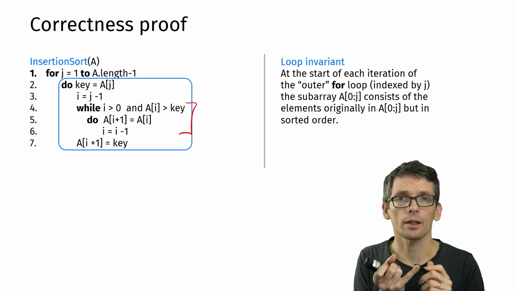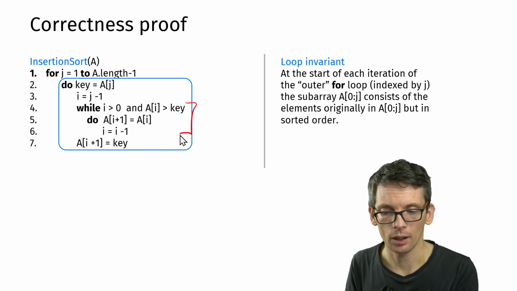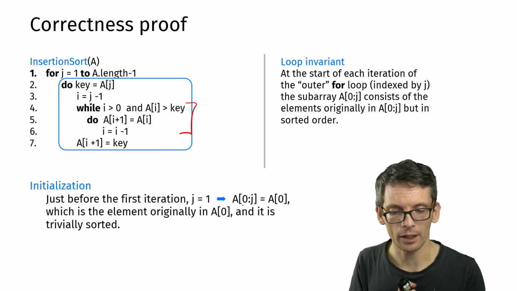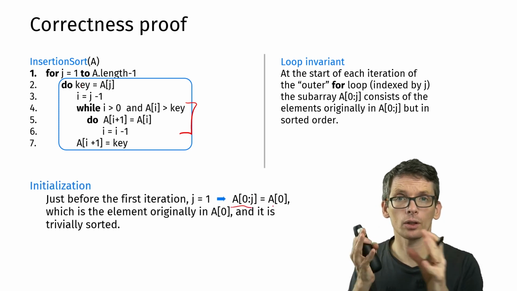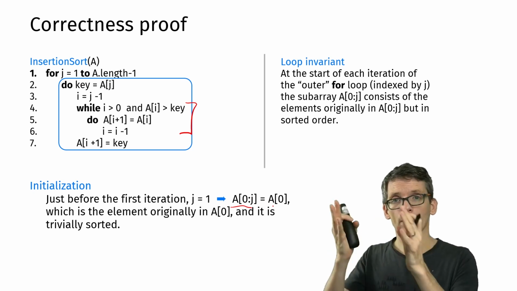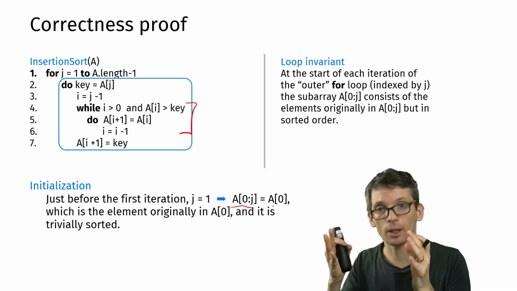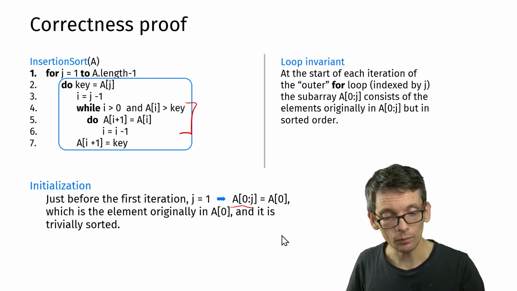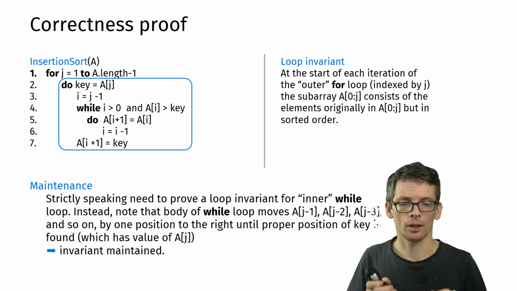We start with initialization. Initially, j is 1, so A[0..j) is just the first element. If I take the array that only includes the first element, naturally, because it's only one element, it's sorted. So initialization works out.